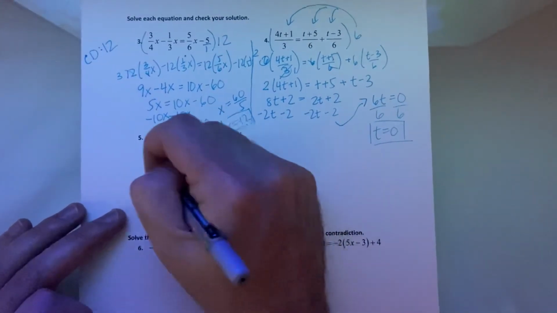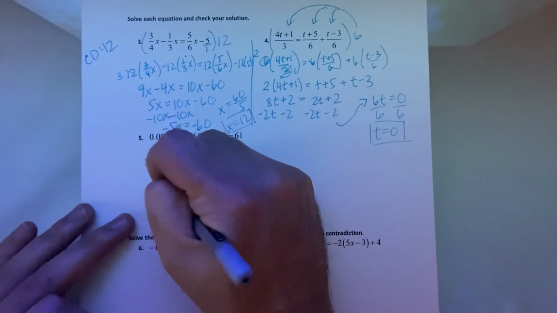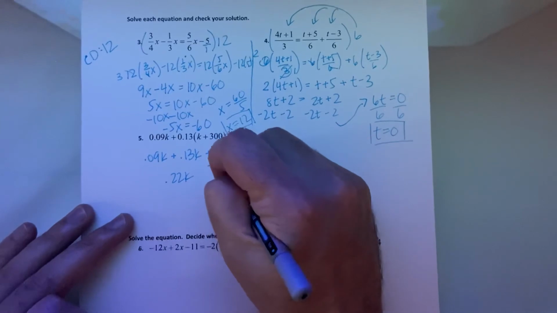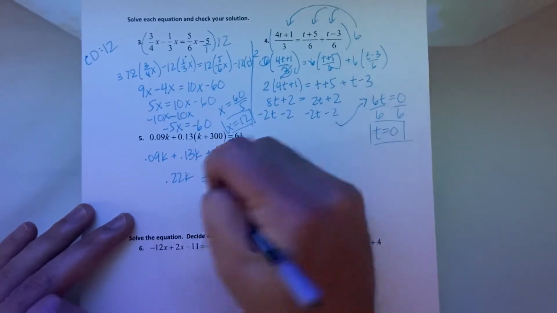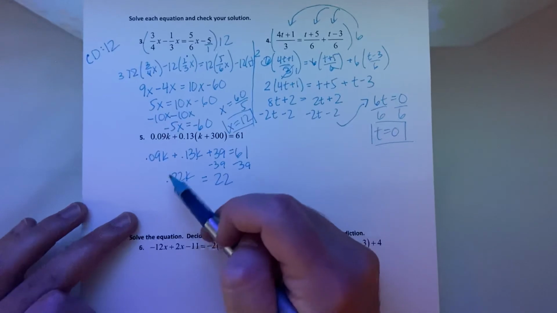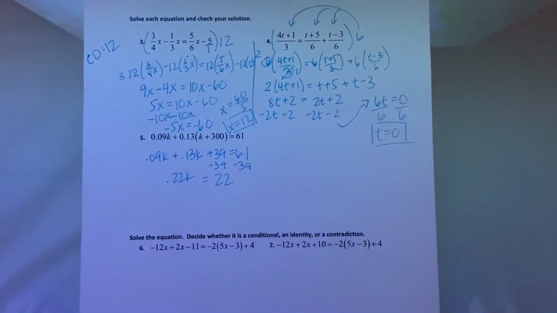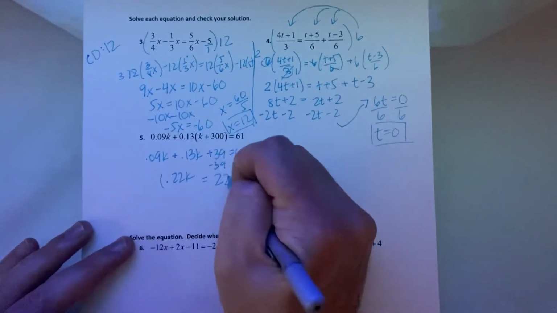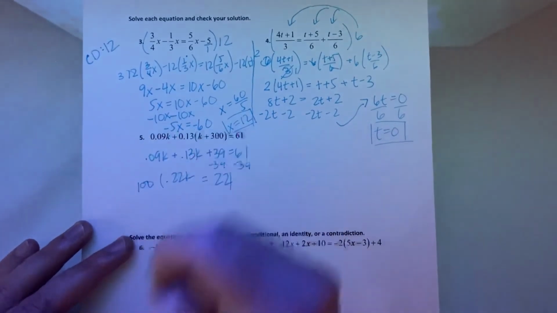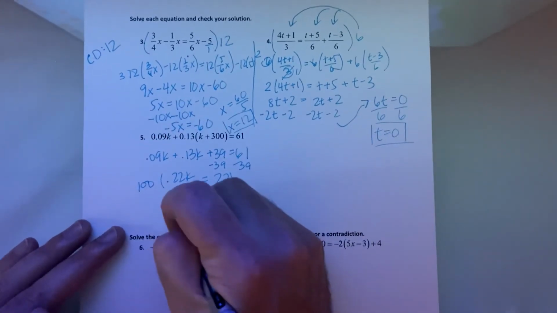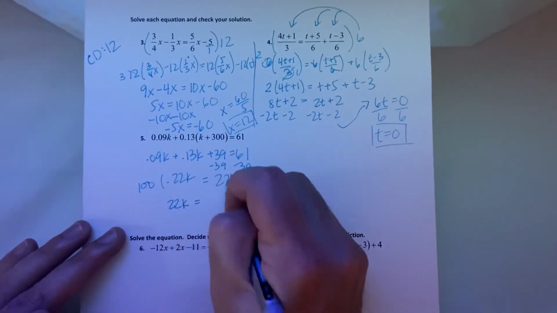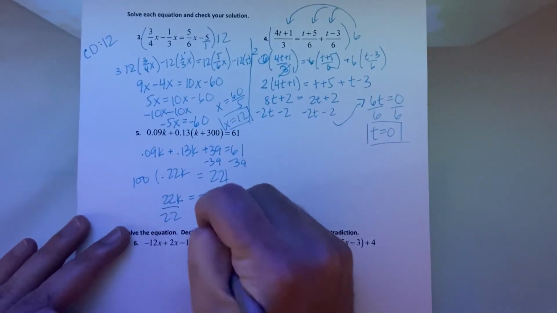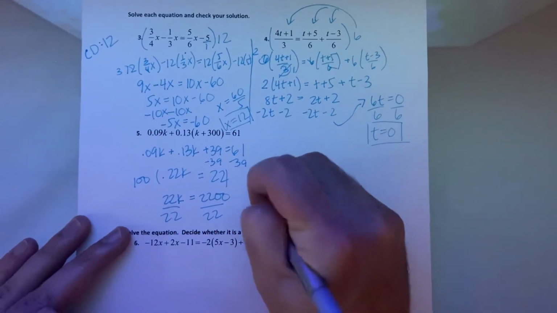I'm going to combine my two: 0.09k plus 0.13k is 0.22k, and move my 39 to the other side by subtracting. So this equals 22. In order to clear decimals, you need to count how many decimal places are to the right of your decimal that you want to get rid of, and that's how many zeros you need after a 1. So there's 2 decimal places, so I need to multiply by 100. That'll move my decimal place 2 to the right, and that'll just add 2 zeros on the other side if there's a whole number. And then divide by 22, get k equals 100.